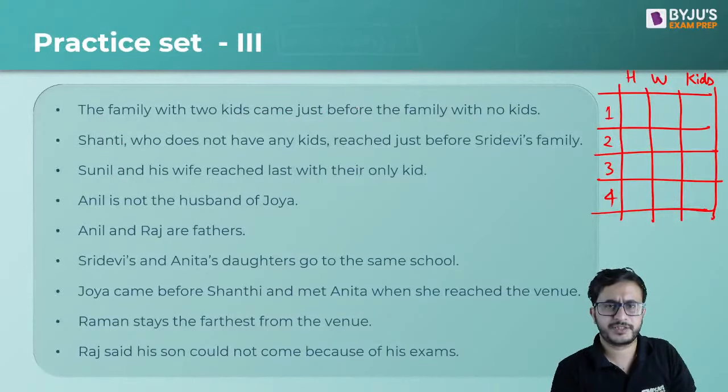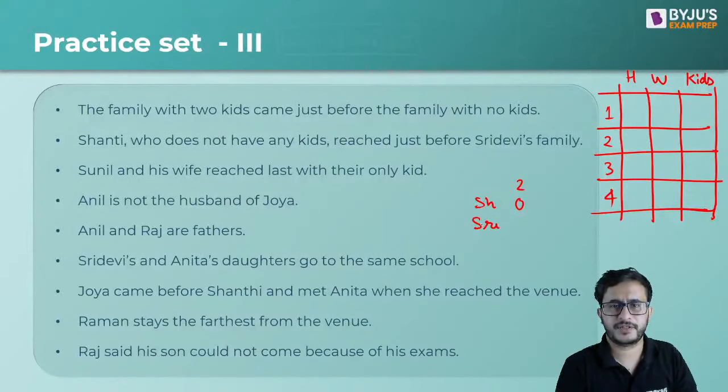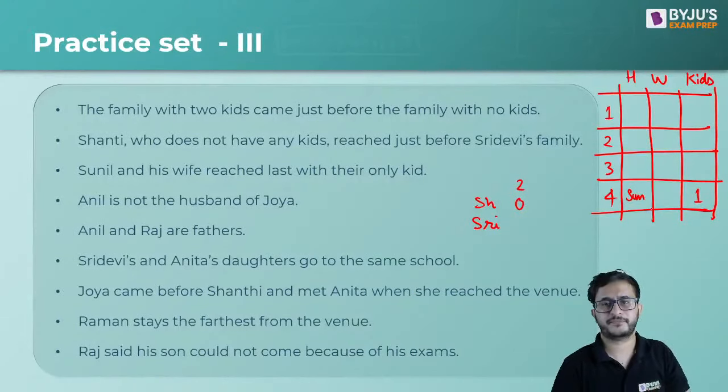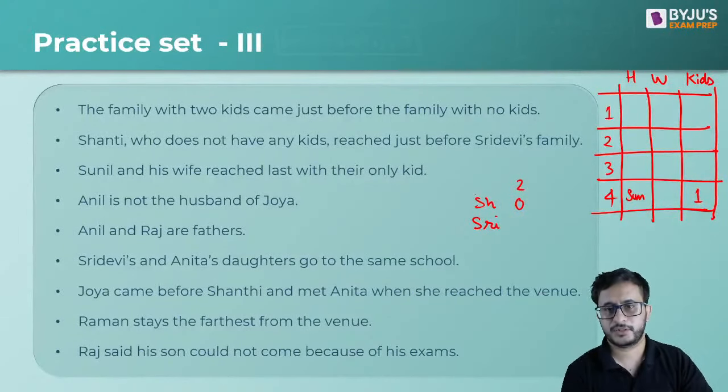See, the family with 2 kids came just before the family with no kids, right? So 2 0. Shanti, who does not have any kids, reached just before Sri Devi's family. So this is Shanti, and this is Sri Devi. Sunil and his wife reached last with their only kid. So Sunil is the last person, and they have only one kid. Now this cannot be Shanti, so this could be 2 0. We could have 2 0 here.